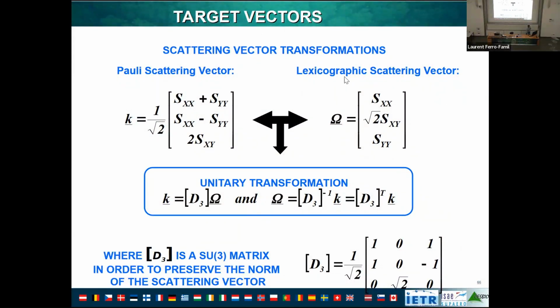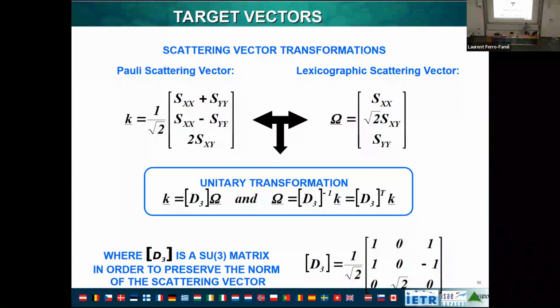And if you take this vector, by just applying a linear combination, you can obtain an infinite number of transformed vectors. But among these infinite numbers is what is called the Pauli scattering vector, which considers HH plus VV, HH minus VV, and HV with this coefficient, so that both vectors have the same norm. In the polarimetric jargon, this is called a lexicographic vector, and this is called a Pauli vector. Again, a person's name, sorry for this. How to go from one to the other? It is just a linear transformation, which is invertible. So it means that these two representations are exactly equivalent. They're not equal, but they are equivalent. You can go from one to the other and back whenever you want.